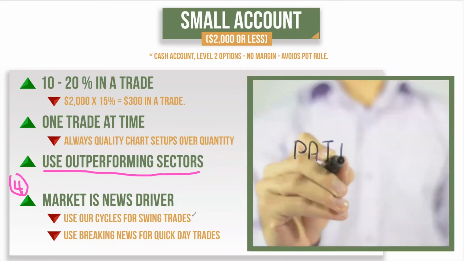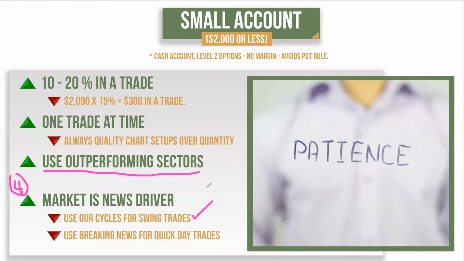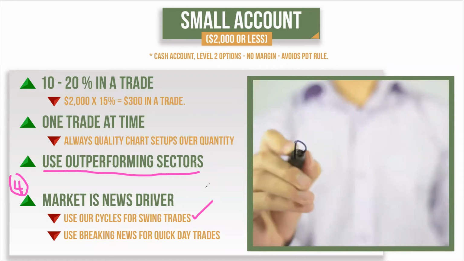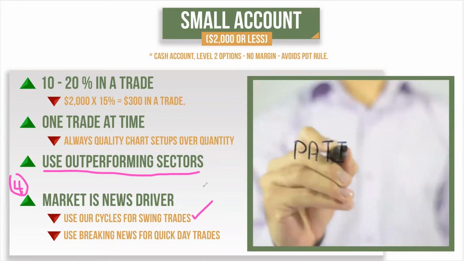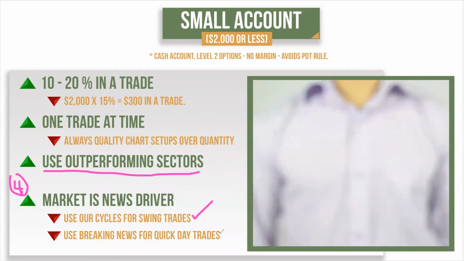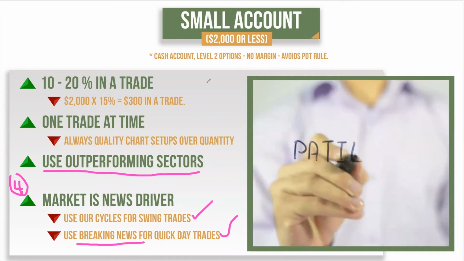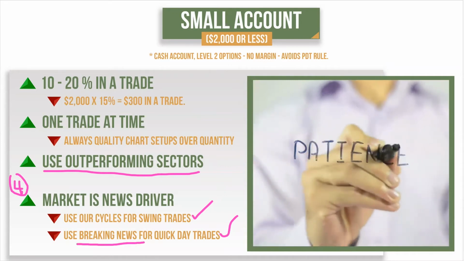Use our cycles for swing trades. If you're looking at a daily chart, guys, you know what a swing trade is. It's a daily chart that we're looking at. If we're looking at a day trade, we're looking at a minute or 3-minute or 5-minute chart. Use breaking news for a quick day trade. Breaking news is going to be so important, and we're going to go over that in the next slide here.